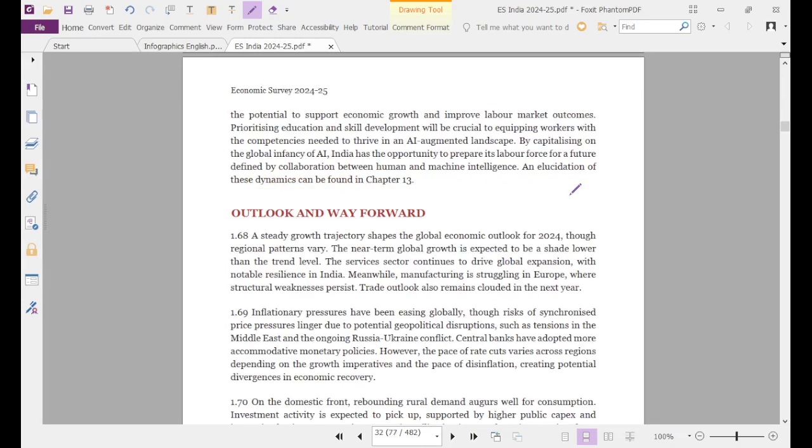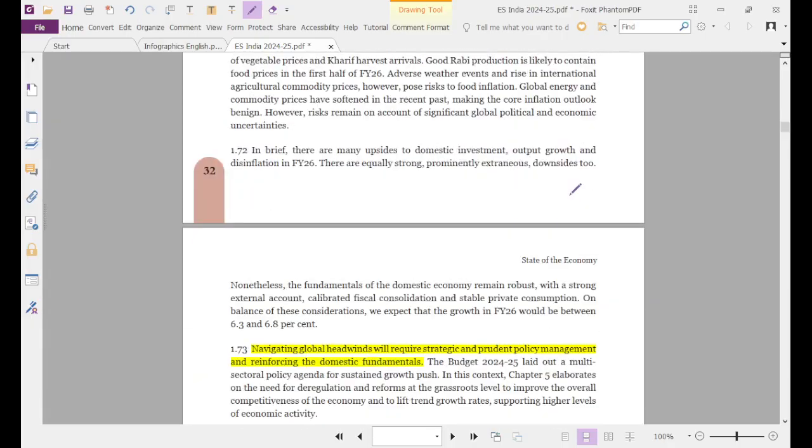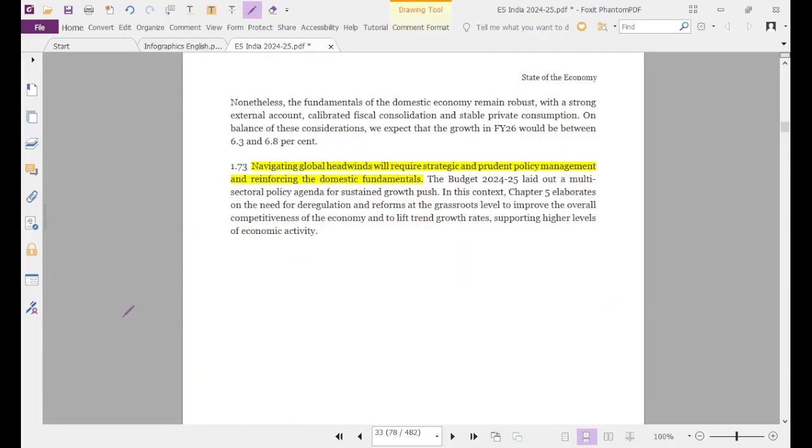See, especially towards the end of any chapter, you will have very good writing. Take sentences like: navigating the global headwinds will require strategic and prudent policy management and reinforcing the domestic fundamentals. Right? Such a nice topic. Reinforcing the micro and macroeconomic fundamentals means micro and macroeconomic parameters to be strengthened and reinforced, like that.